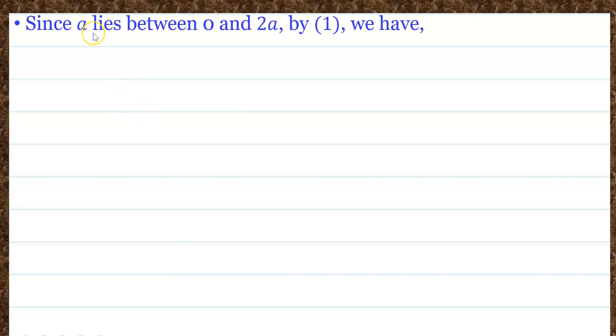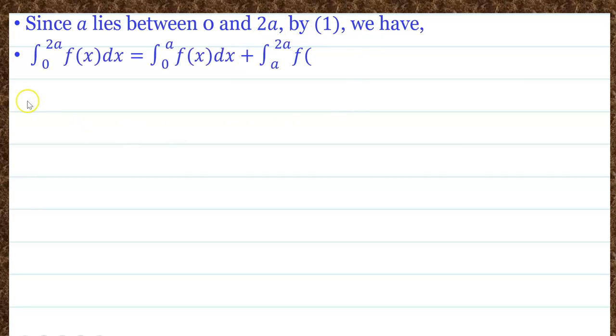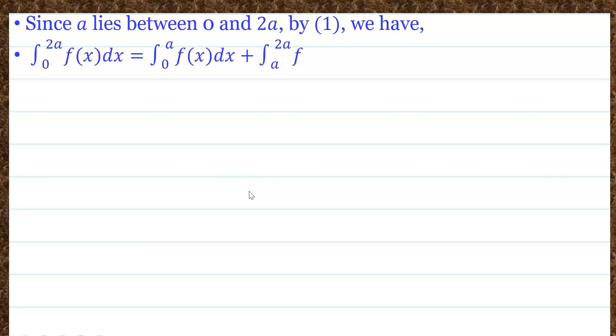Since a lies between 0 to 2a, here we are considering a lies between. Therefore by 1 we have, that is, integral 0 to 2a f of x dx can be written as integral 0 to a f of x dx plus integral a to 2a f of x dx, which is I1 plus I2.